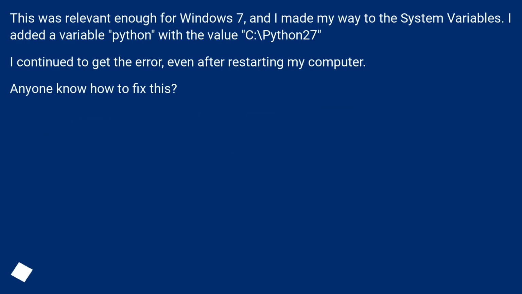This was relevant enough for Windows 7, and I made my way to the system variables. I added a variable Python with the value C:\Python27. I continued to get the error, even after restarting my computer. Anyone know how to fix this?